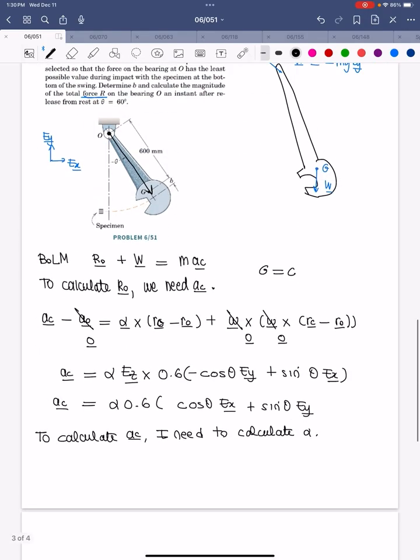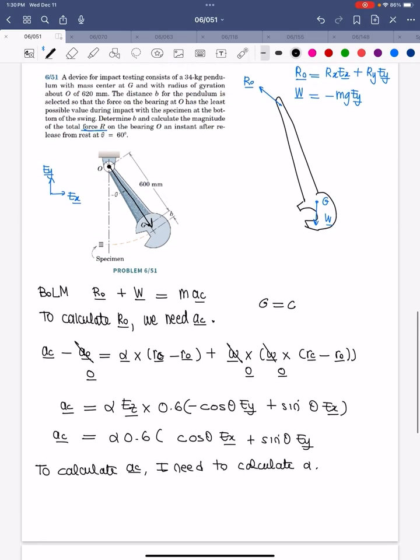So how can I calculate alpha? Maybe I can use the balance of angular momentum about O. Why not? Since O is a fixed point. The sum of moments about O is equal to H dot O. The only force that has a moment about O is the weight. Its moment about O is RC minus RO crossed with the weight. And that's going to be equal to IOZZ alpha EZ. We do have IOZZ in this problem, and the products of inertia are 0.